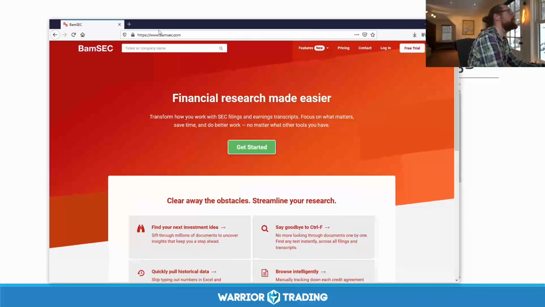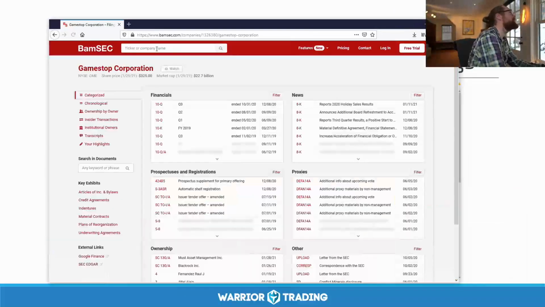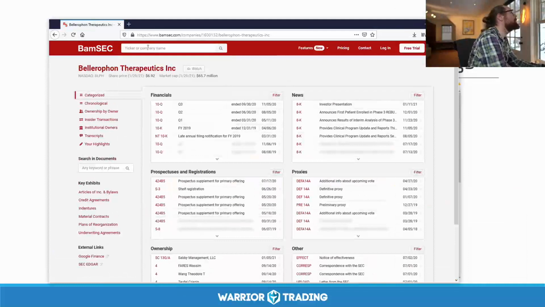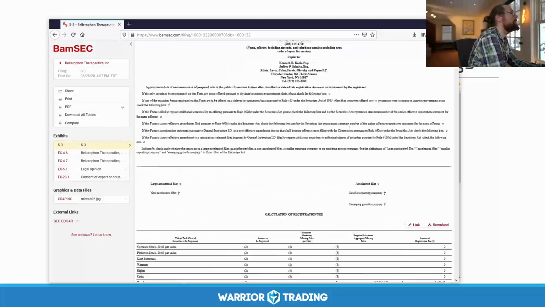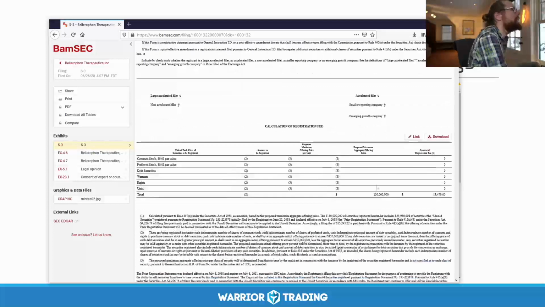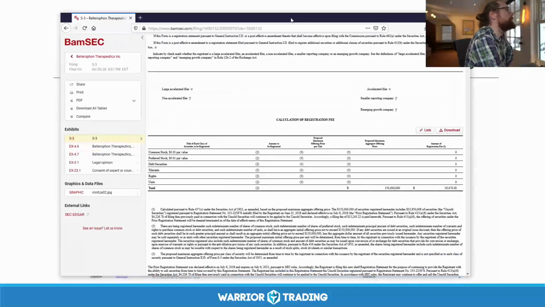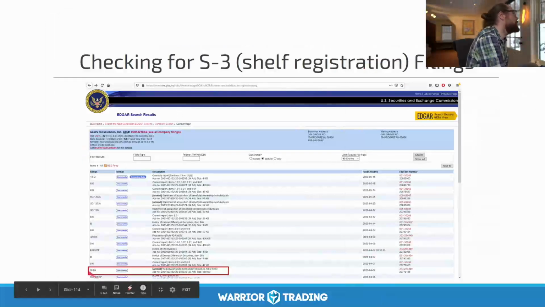But a lot of us use this website called BAM SEC because it's a little bit easier to use. And anyway, so we could go in here and we could look for a shelf registration. Let's see, BLPH. So this one has an S3 shelf registration right here. All right, so this is an example of the shelf registration, and in this case, they're reserving the right to raise up to $150 million, and they can sell, I guess, as many shares as needed to meet that number. All right, so when we see that S3 or an S3/A, which is an amended S3, that would be something to take note of.